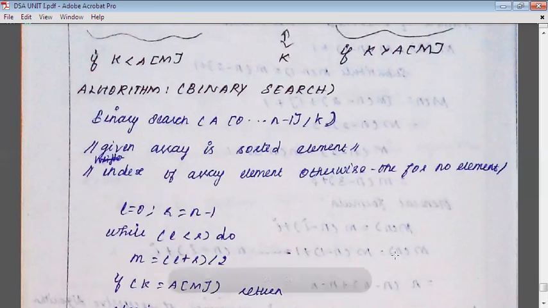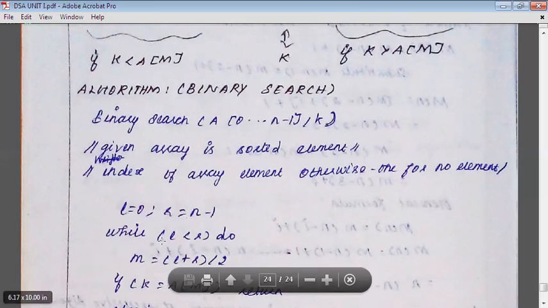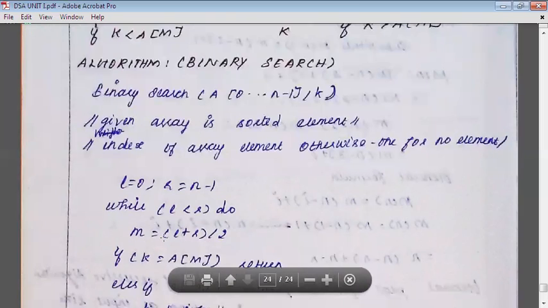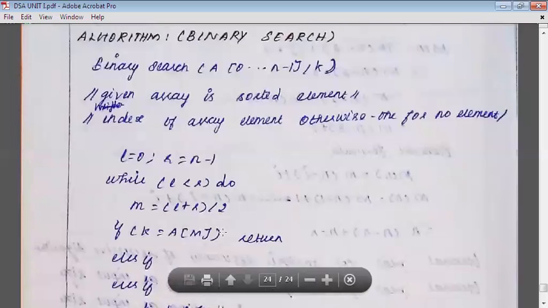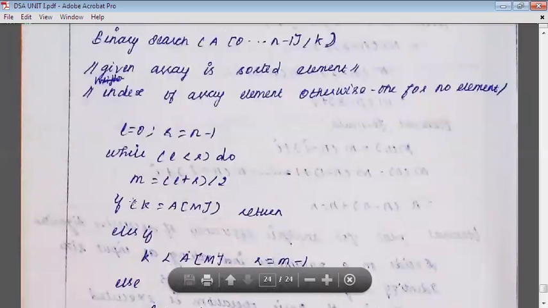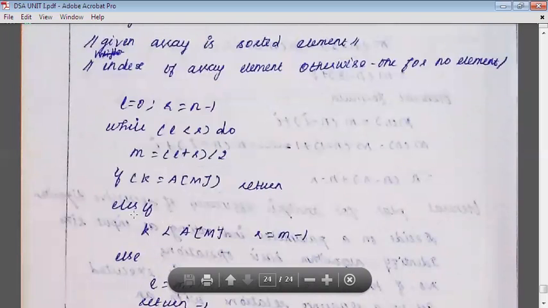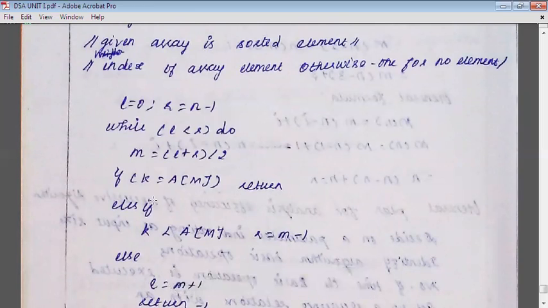Right. We start with l = 0 and r = n-1, where r is the right index. While l is less than or equal to r, you find the mid as (l + r) / 2. That mid value is compared to K. Suppose it is equal, the index is returned. Otherwise, you go on to rearrange the lower and upper values of l and r.